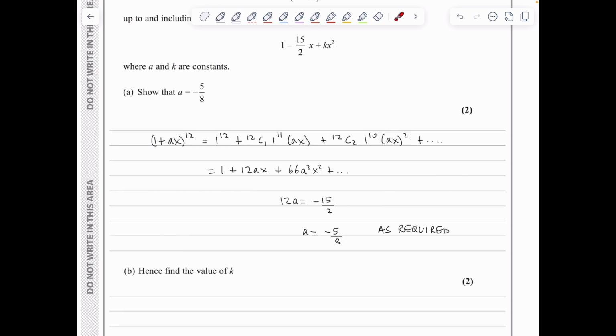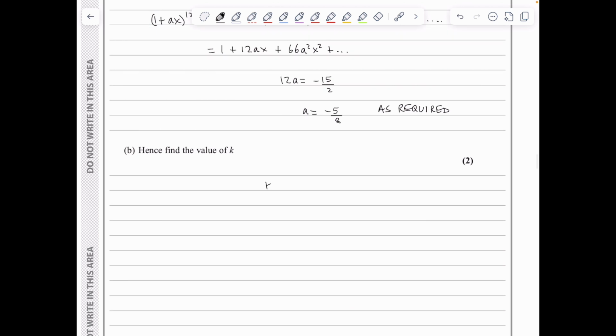In part B, we're asked to hence find the value of k. Well, k is the coefficient of x squared, which is 66a squared. So we've got k is equal to 66a squared, which is equal to 66 times the negative 5 over 8 raised to the power of 2. And this gives an answer of 825 over 32. This is the value of k, the coefficient of x squared, in the expansion.